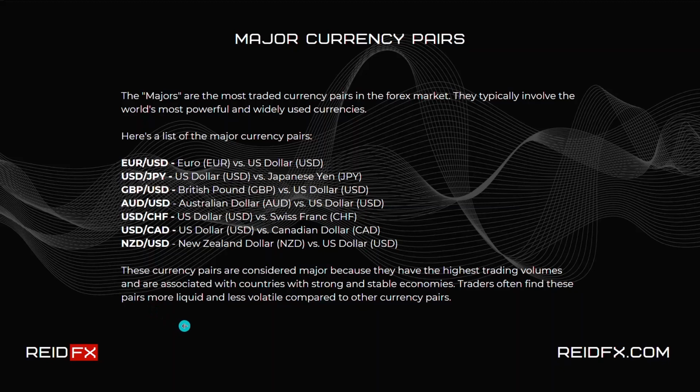Now these currencies are considered major because they have the highest trading volumes and they're associated with countries with strong and stable economies. Now traders often find these more liquid and less volatile. So what that means is there's more money in these pairs. There's more money in these markets, and the markets are easier to trade. They behave a little bit better than some of the other ones.